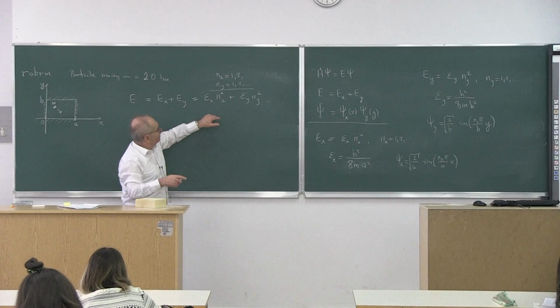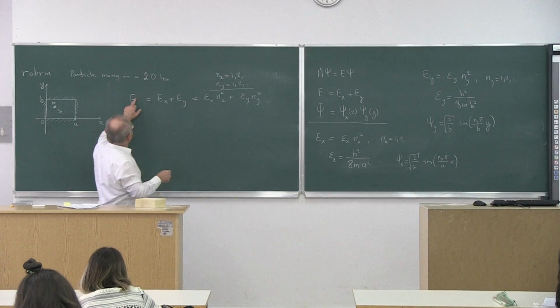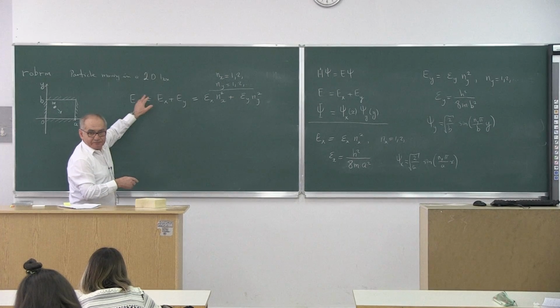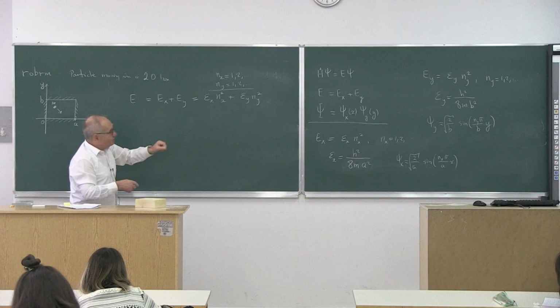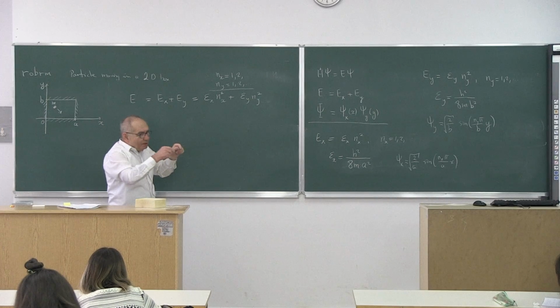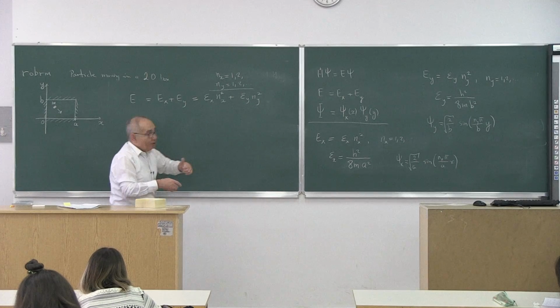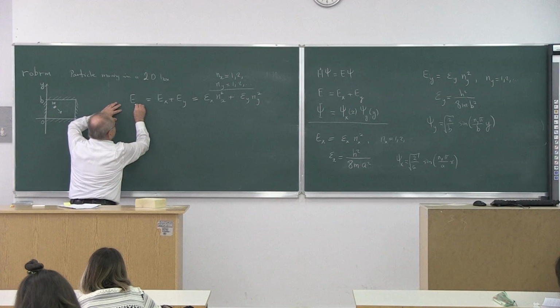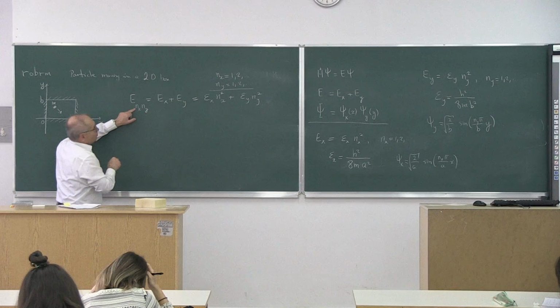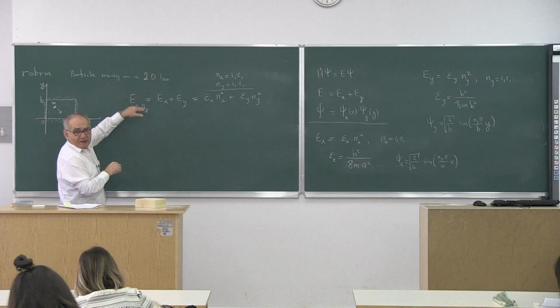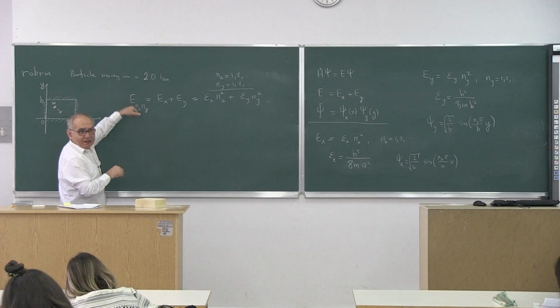It is convenient to attach to the total energy subscripts which tell us which selection for nx and ny have been made. We do it this way: n sub x, n sub y, two subscripts to the symbol for E.